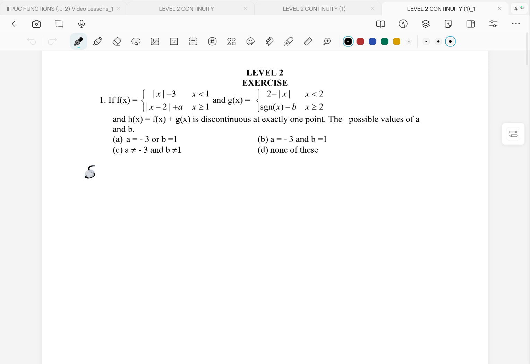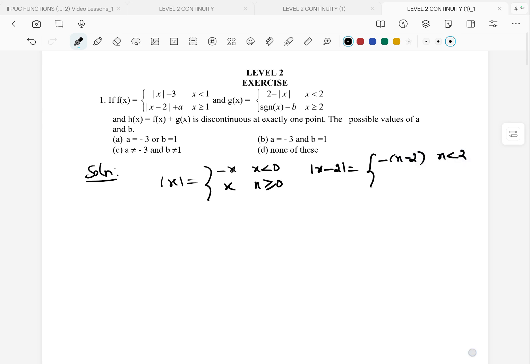So let's start the solution now. First, let's recall the definition of mod x, which is minus x when x is less than 0, and x when x is greater than or equal to 0. Similarly, mod x minus 2 is minus of x minus 2 when x is less than 2, and x minus 2 when x is greater than or equal to 2.